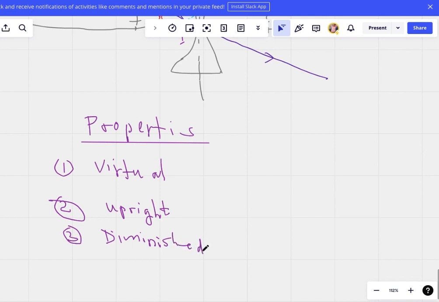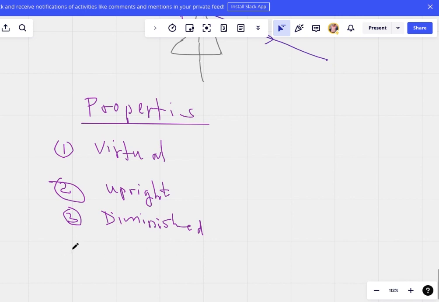The fourth one is that they are both on the same side. Object and image, same side. So I just write same side.